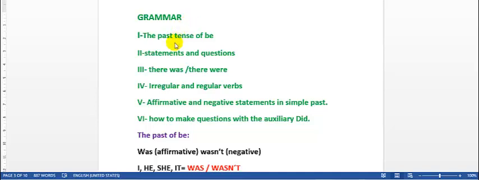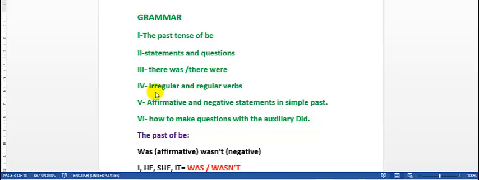So we have here six points that we're going to develop in different videos. Aquí tenemos 6 puntos en el cual vamos a desarrollarlo en 6 videos. The first one is the past tense of be. El primero es el pasado del verbo to be. Number 2, statements and questions. Número 2, oraciones y preguntas. Number 3, there was and there were. Número 3, there was, había o hubo. There were, hubo o habían. Cómo podemos utilizar esta estructura en el pasado simple.